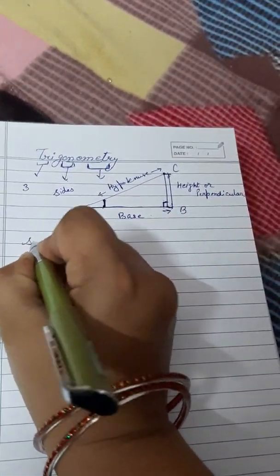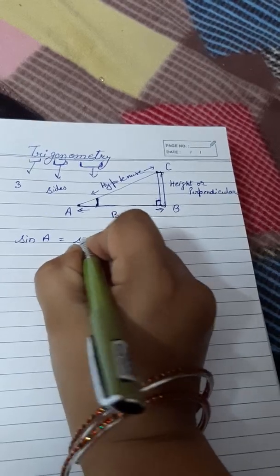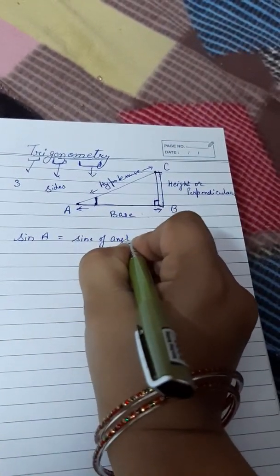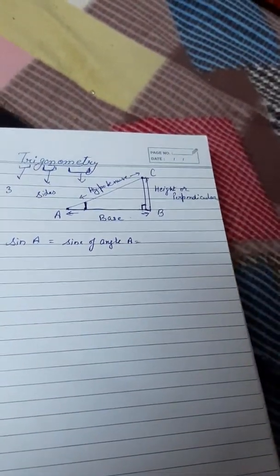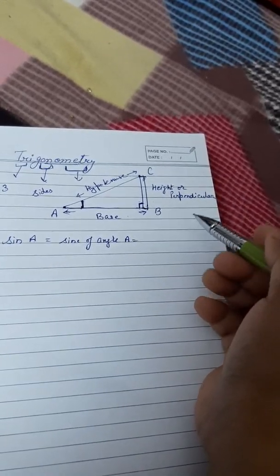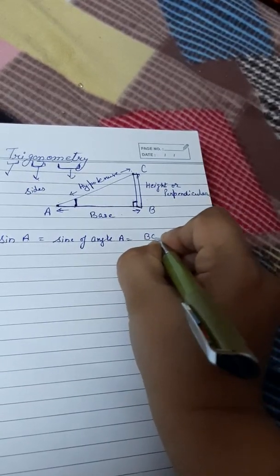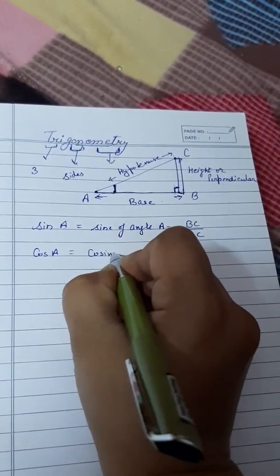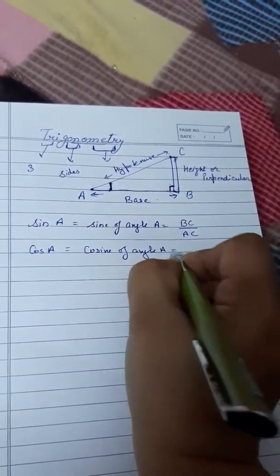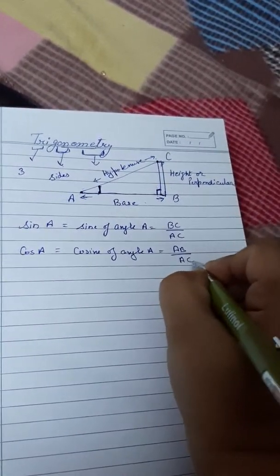First of all, sine A. Sine A means sine of angle A. That is perpendicular upon hypotenuse. P upon H. That is BC upon AC. Similarly, we can write cos angle A, cosine of angle A. Cos is base, that is AB upon hypotenuse, that is AC.